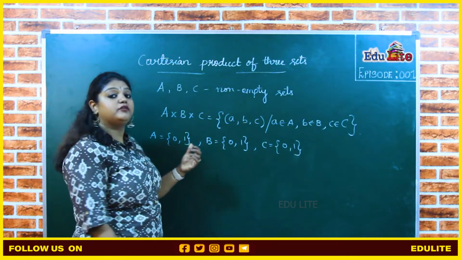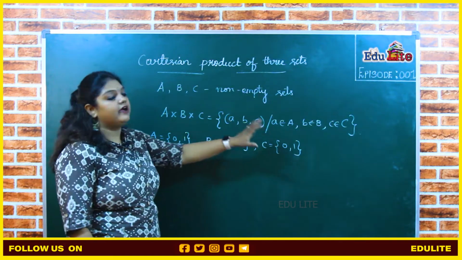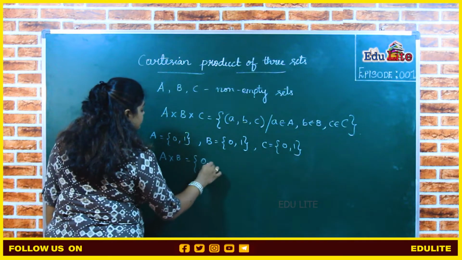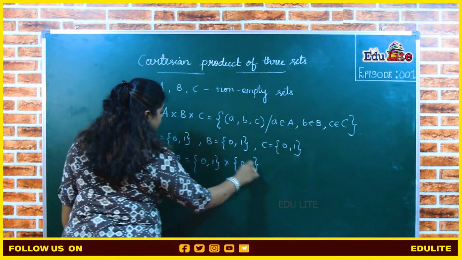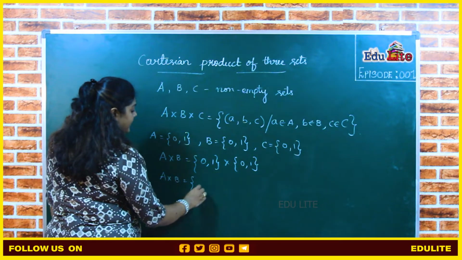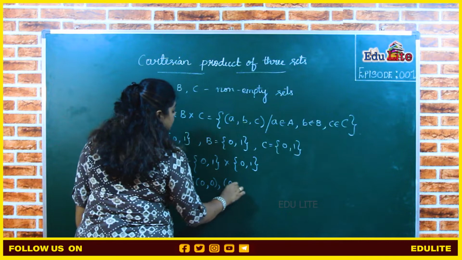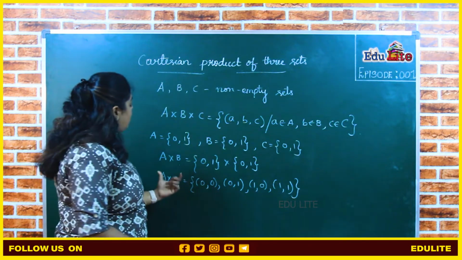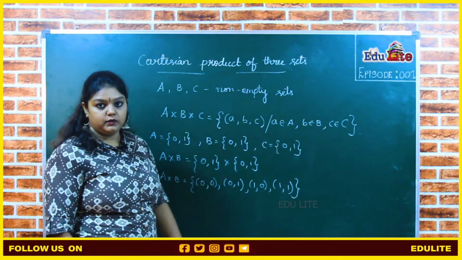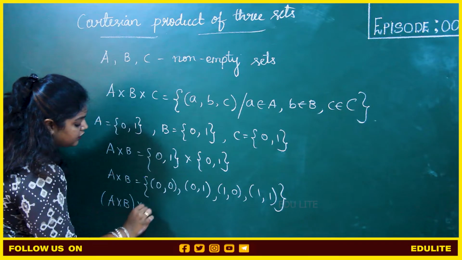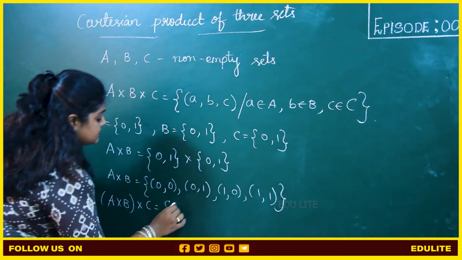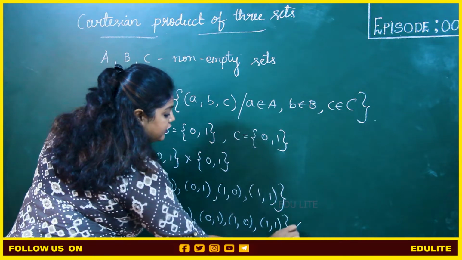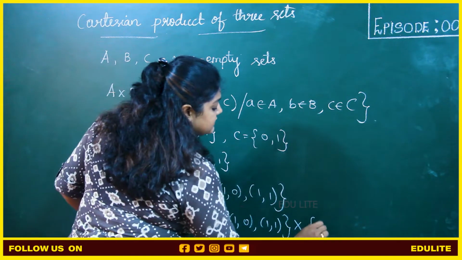First, we have to write the Cartesian product for A cross B, then take the cross product with C. So let us do A cross B. A cross B is {0, 1} cross {0, 1}. So A cross B equals the set of all ordered pairs (0, 0), (0, 1), (1, 0), (1, 1). Now with this set of ordered pairs we have to take the cross product with C. So we write A cross B first: (0, 0), (0, 1), (1, 0), (1, 1), cross. Now we write the set C, which is {0, 1}.